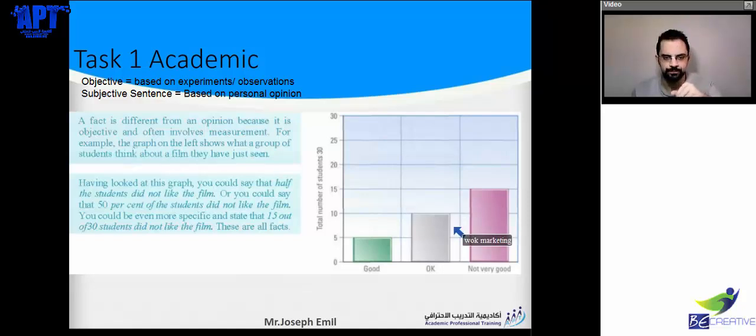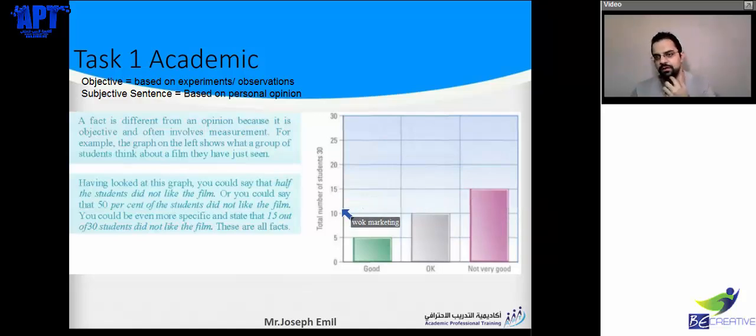Now, an objective statement involves measurement. For example, the graph on the left, actually it's on the right, shows what a group of students think about a film they have just seen. Okay? So some people say good, okay, and not very good. Having looked at this graph, you could say that half of the students did not like the film. When we count, you can see that the total number of students is 30, and the people who thought it was not very good was 15.